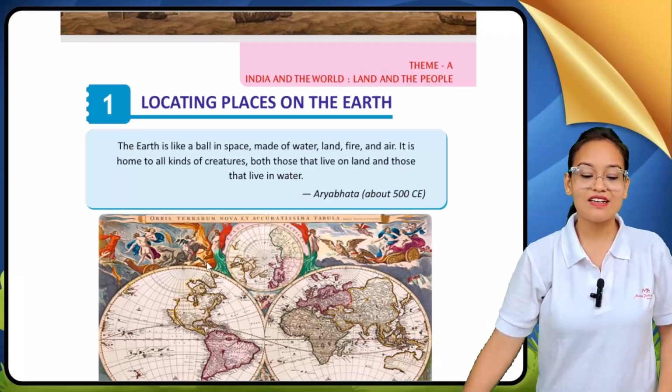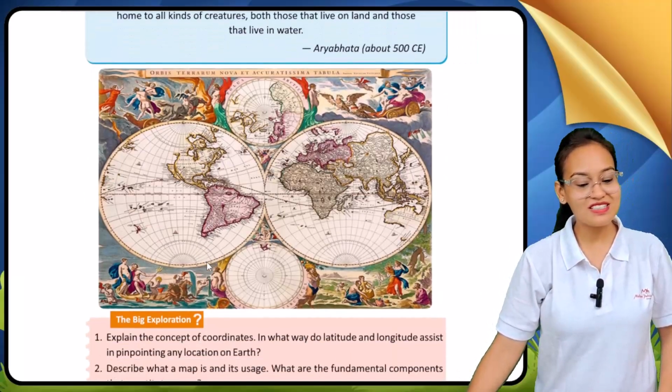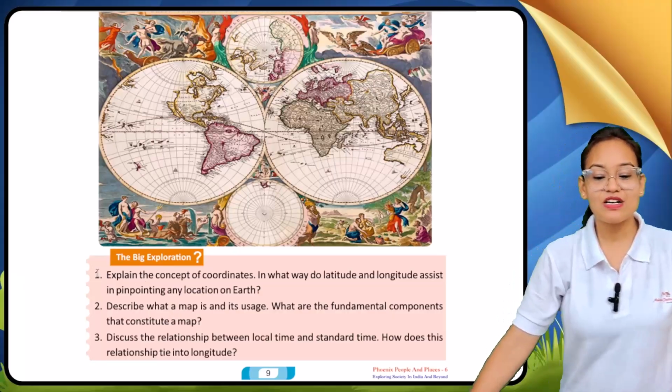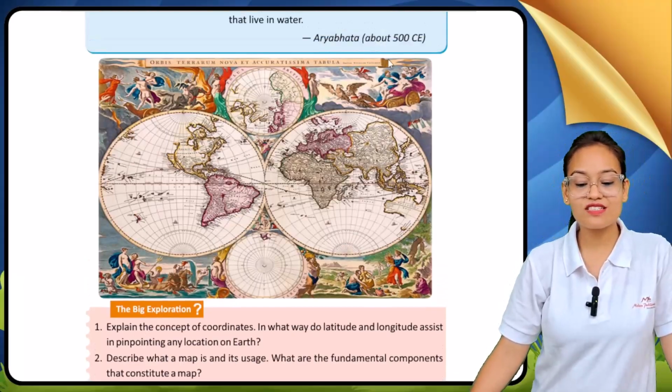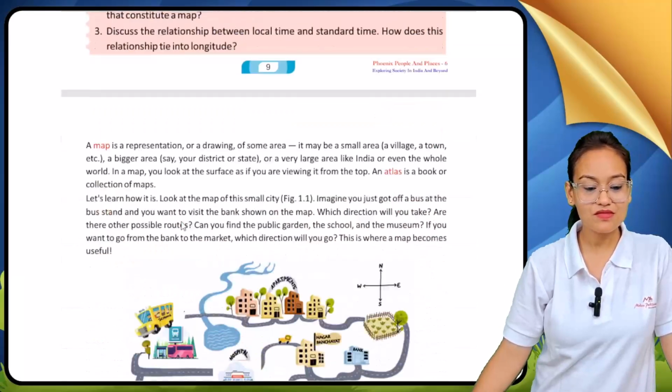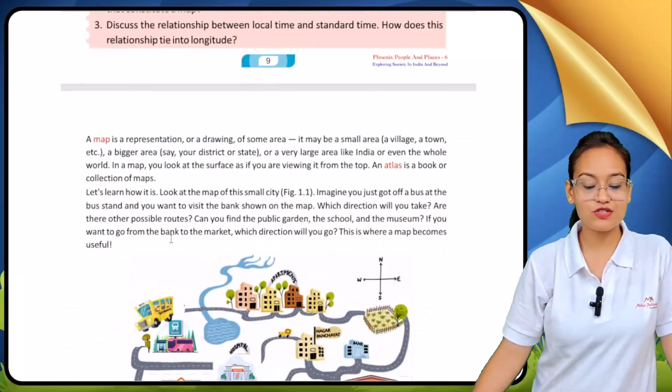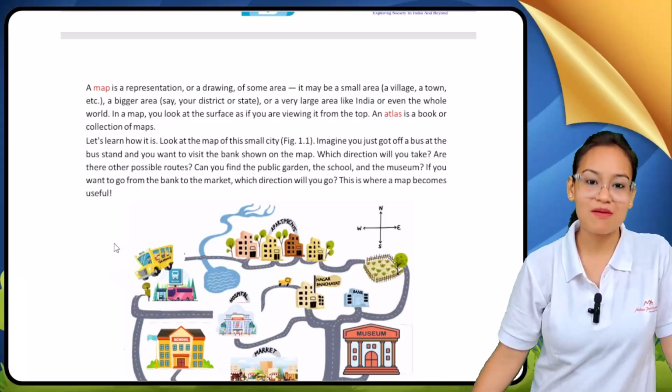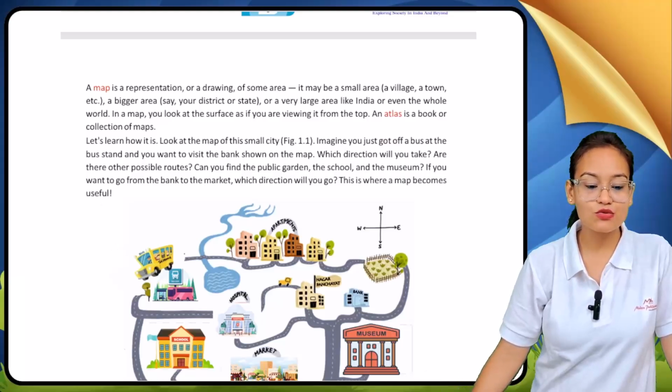Now we are going to start this chapter. So here you can see, my dear students, this is the map of our world. First of all, what is the meaning of map? We are going to see through this chapter what is the meaning of map.